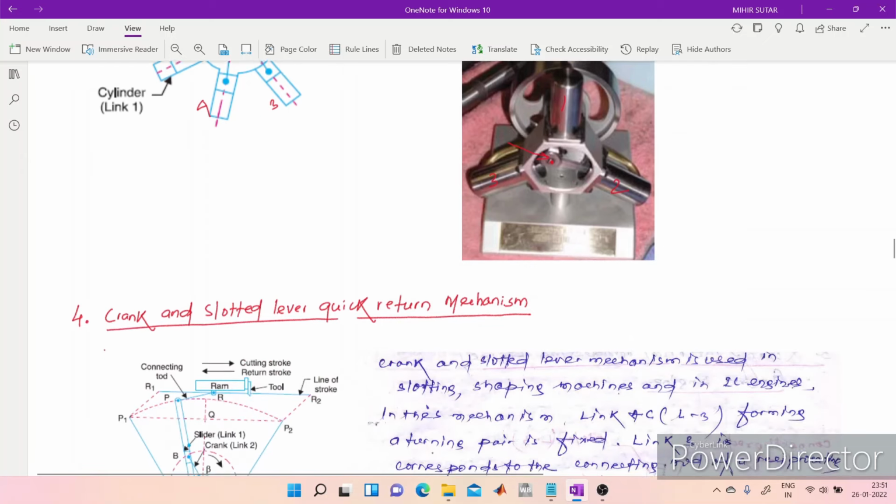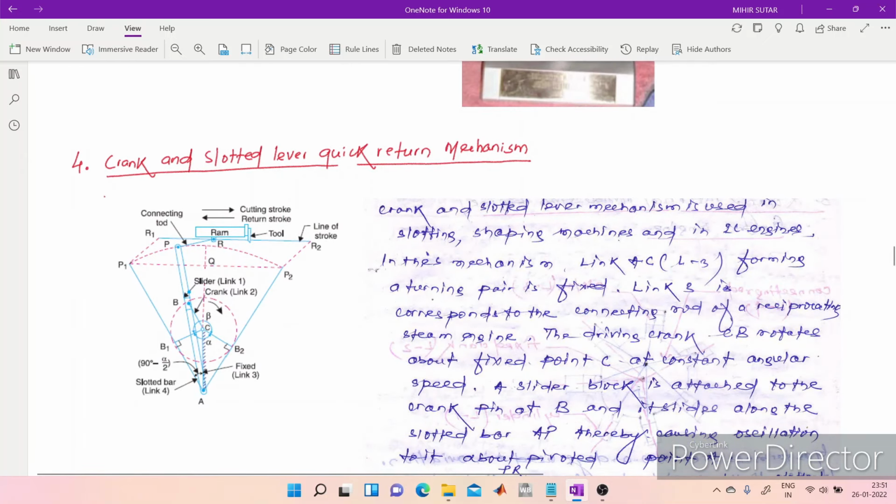Now, the fourth possible inversion is the crank and slotted lever quick return mechanism. This is one of the very common but most important inversions we get from the single slider crank chain, and you will find it in the shaping machine. In a workshop, if you visit a shaping machine, there you will find this mechanism. It reduces the total cutting time by reducing the idle period of the returning stroke.